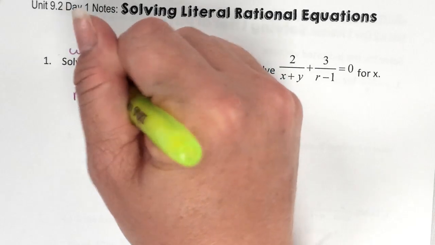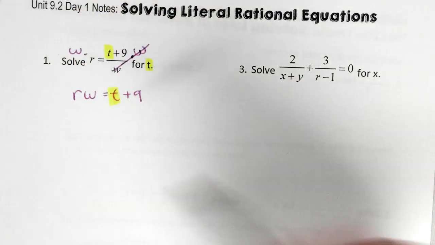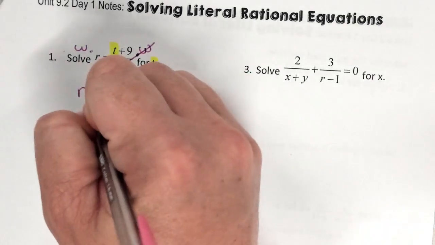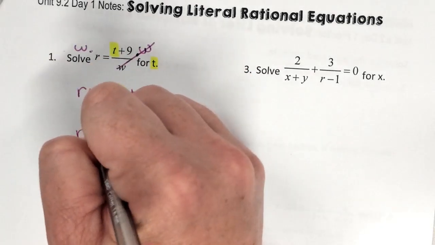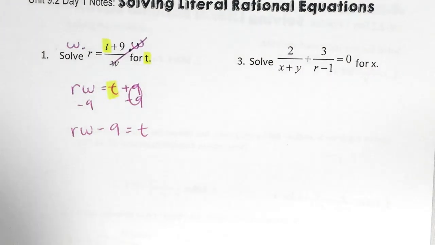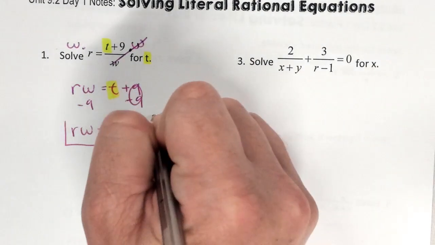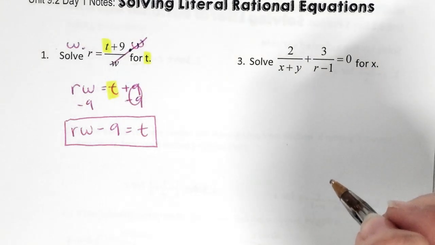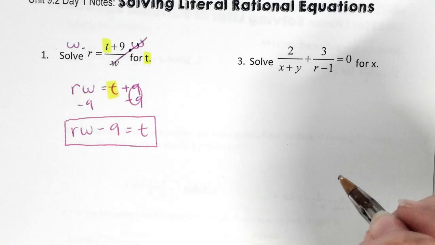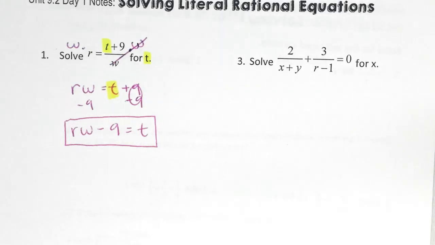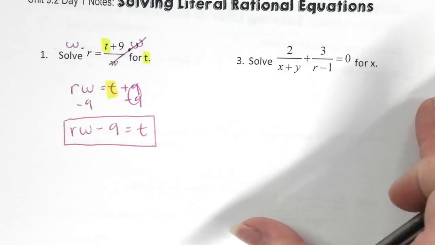Now how do I get t by itself? Minus 9 on both sides, yes. So I get RW minus 9 equals t. T's by itself, so there's my answer. Any questions with number 1? Okay, so let's look at number 3.